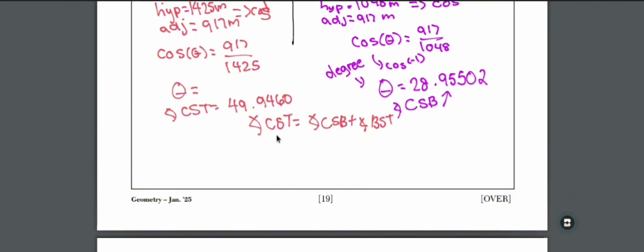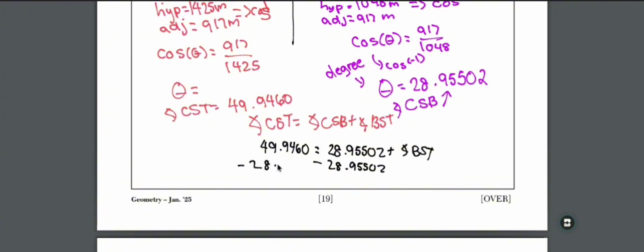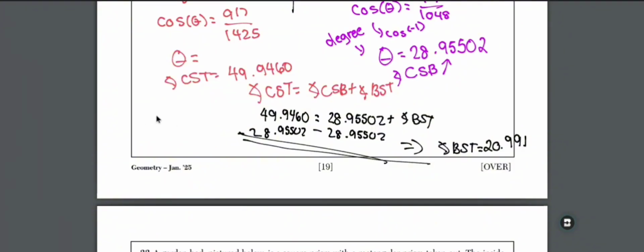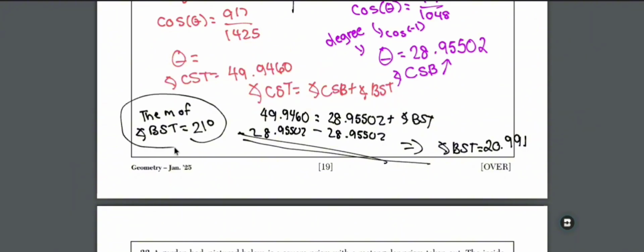So CST is 49.9460. CSB is 28.95502 plus my missing angle BST. I'm going to subtract 28.95502 on both sides. And I'm going to get angle BST is equal to 20.991. And if I recall, my question said to the nearest degree, so I know I run out of space here, but you guys would have enough space. So the measure of angle BST is equal to 21 degrees to the nearest degree. So that is your answer.